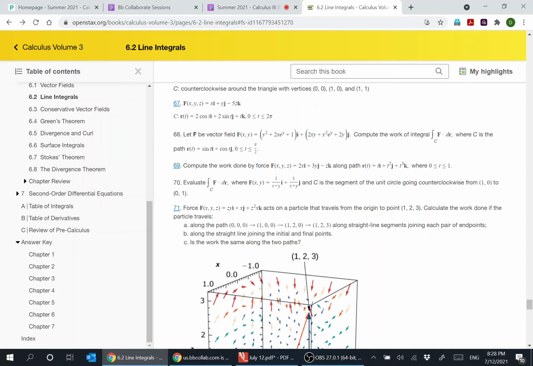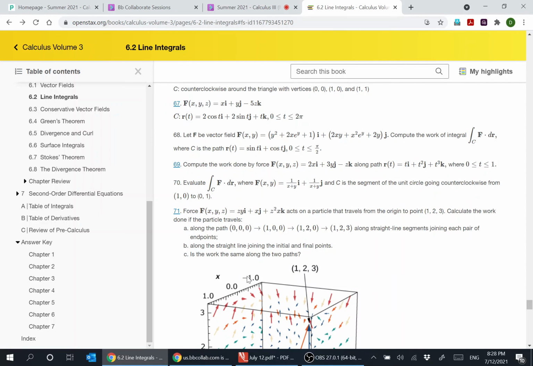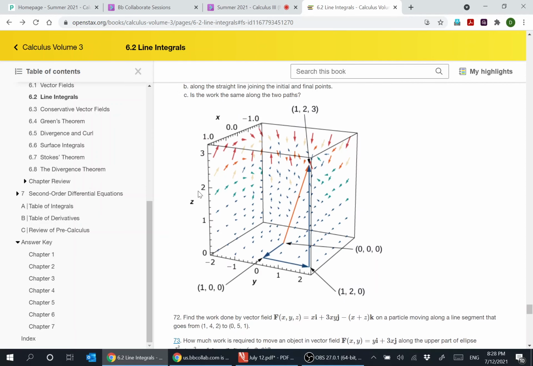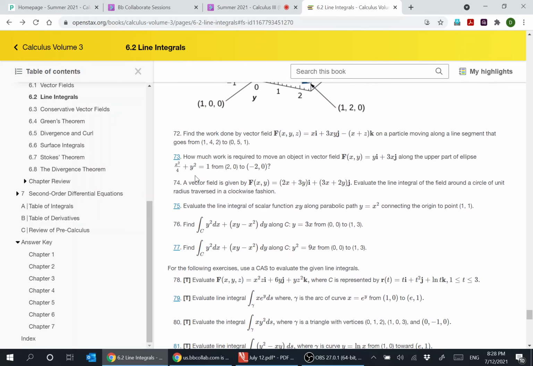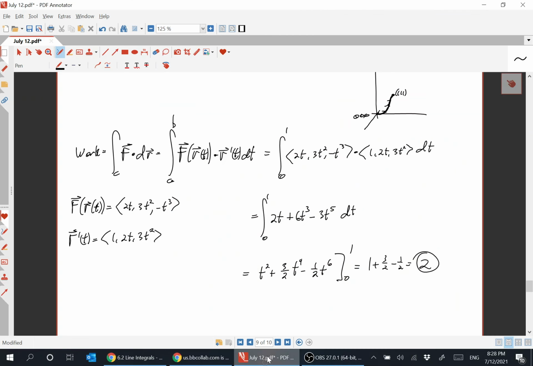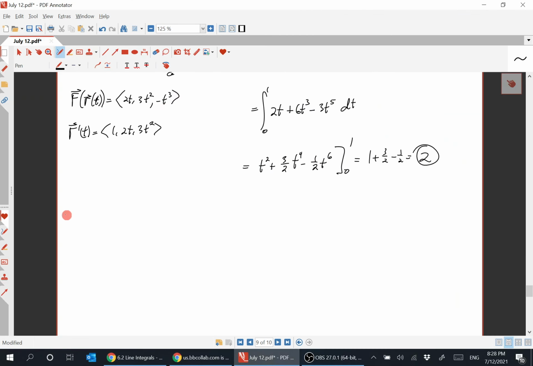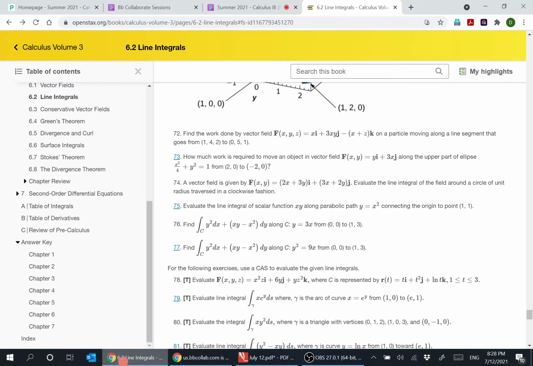72, I have in my notes that 72 is the same problem as 49. Yeah, it is. So same problem as 49. So the next problem is 84.